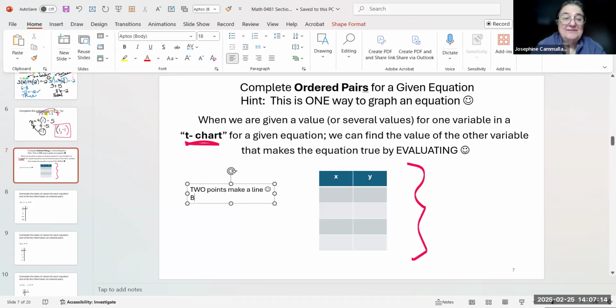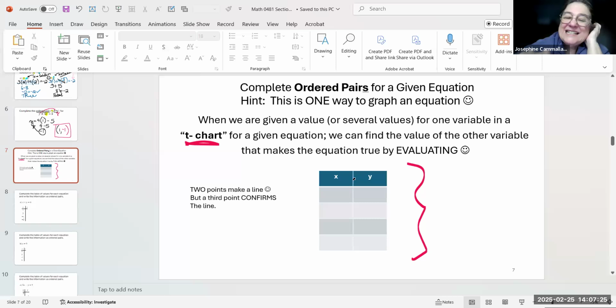But a third point confirms the line. So therefore, technically you need 3 entries. And you're going to find that I always go for 3 no matter what it is, because I want to make sure I have a straight line. If one of my 3 points does not line up, then I know that point is wrong. But again, 2 points do make a line.